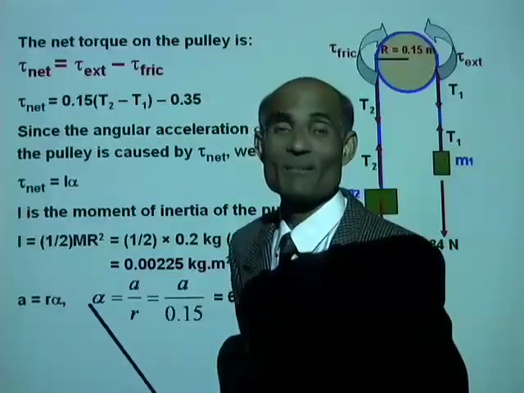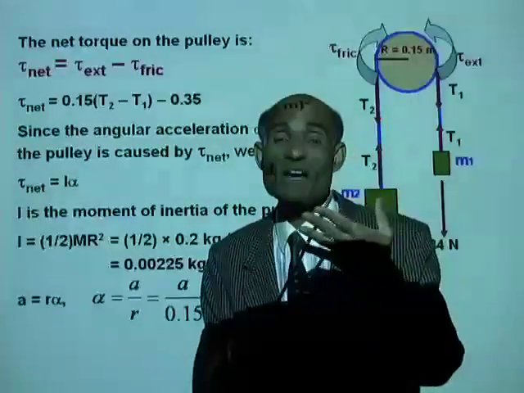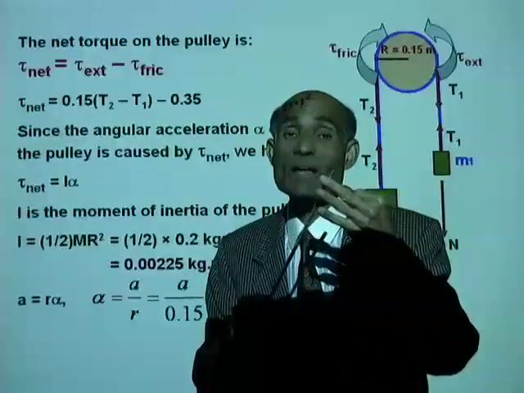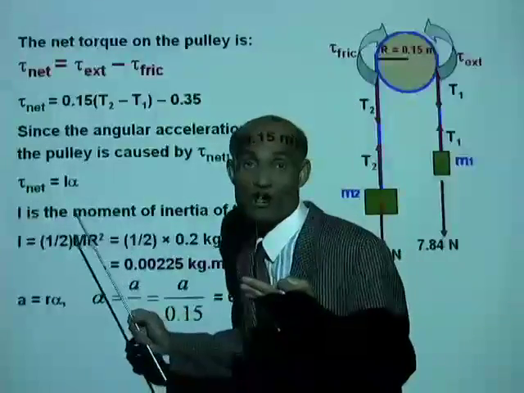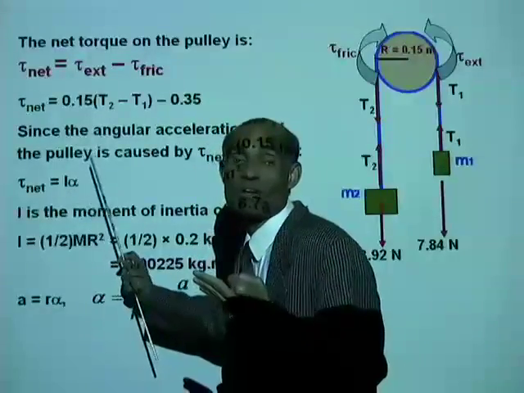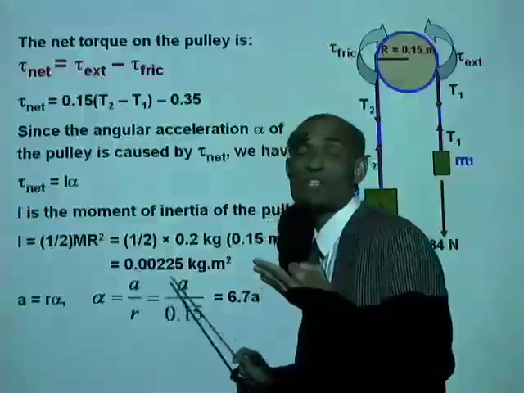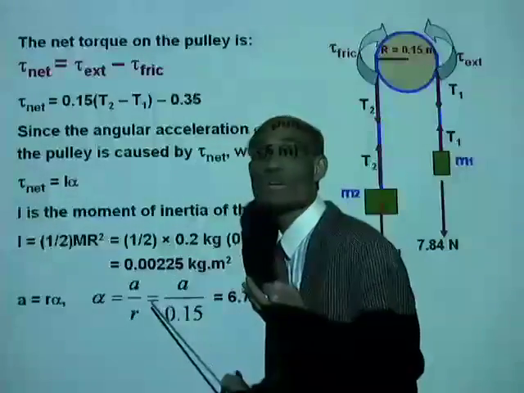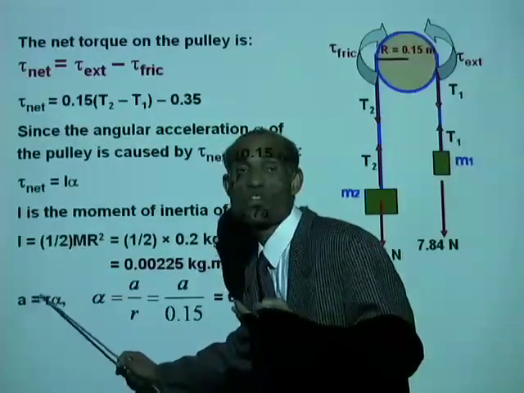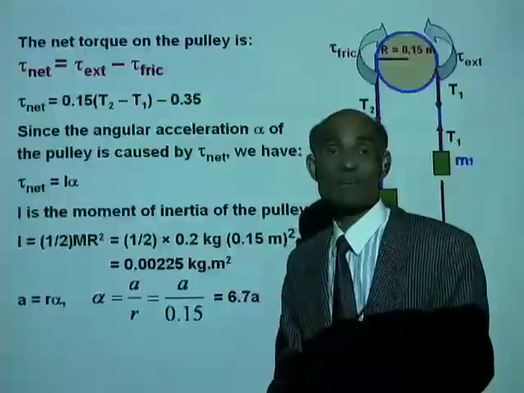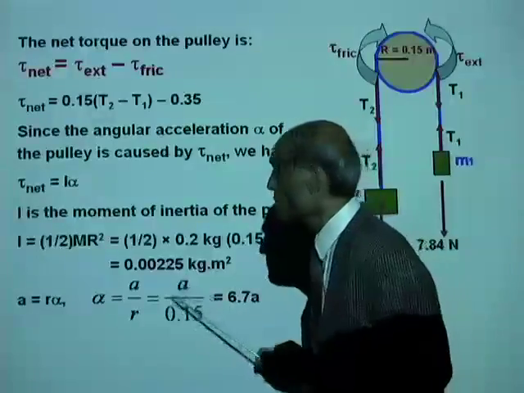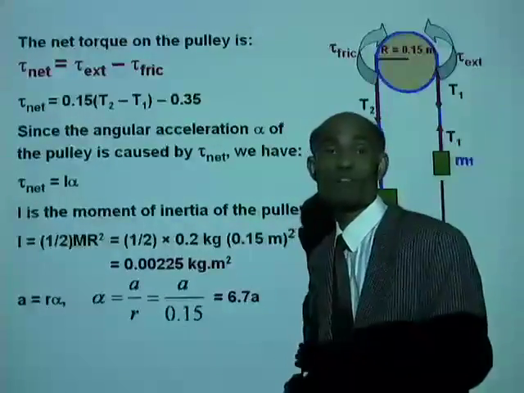I want you to watch how I replace this alpha in terms of a, the linear acceleration. Why is it necessary? Because the two equations we have developed so far contain T1, T2 and a. Now, we cannot have a third equation that contains yet another variable alpha. We need to express that alpha in terms of a. And that's what I'm doing here. So how did I do that? I know that a, the linear acceleration, equals radius times the angular acceleration. Therefore, alpha equals a over R. That will be a over 0.15 meter.